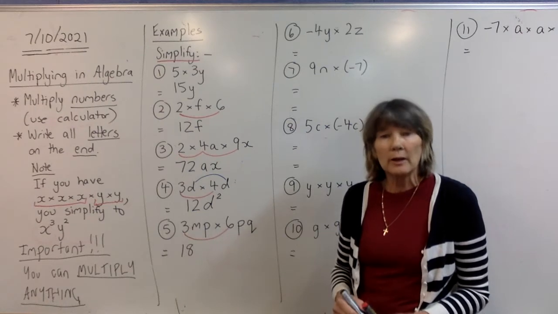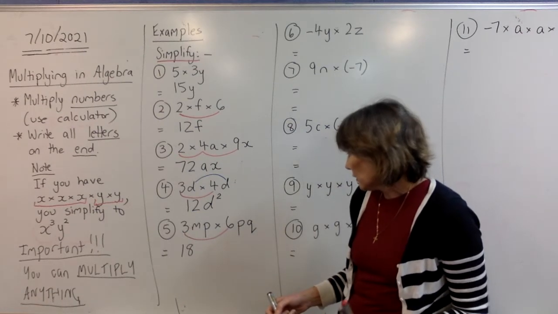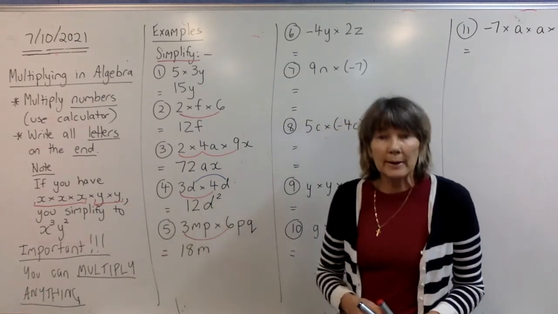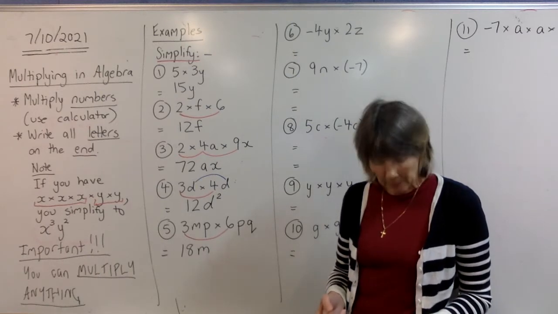Now I'm going to try and do it in alphabetical order just so I can see that we've done everything. So our first one in alphabetical order would be M. So we've only got one M, so we'll write that down. Our next one in alphabetical order would be P.